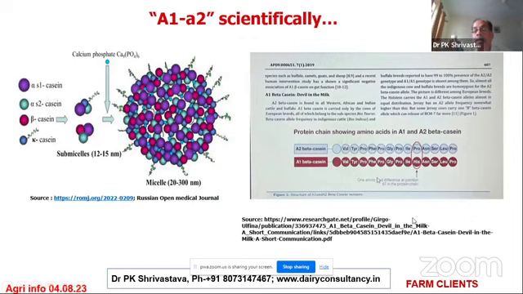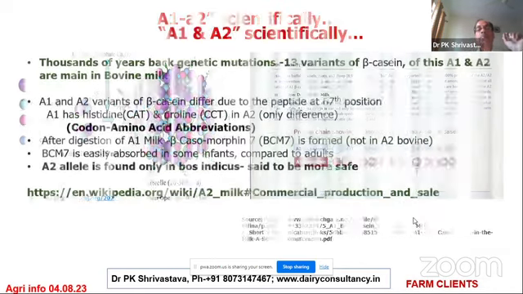It shows that at the 67th position, the A2 beta casein has got proline, and the A1 beta casein, which is of orange color, is showing histidine. Only this is the difference in beta casein. This much I wanted to show with this. And everywhere I have given the source. Anybody can take the picture, go and read the paper from where it has been derived.